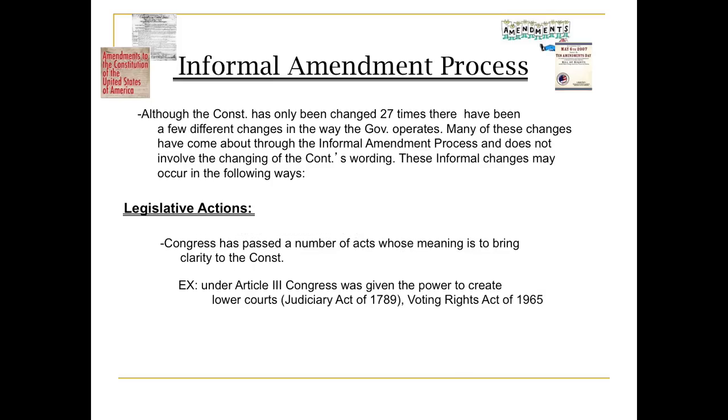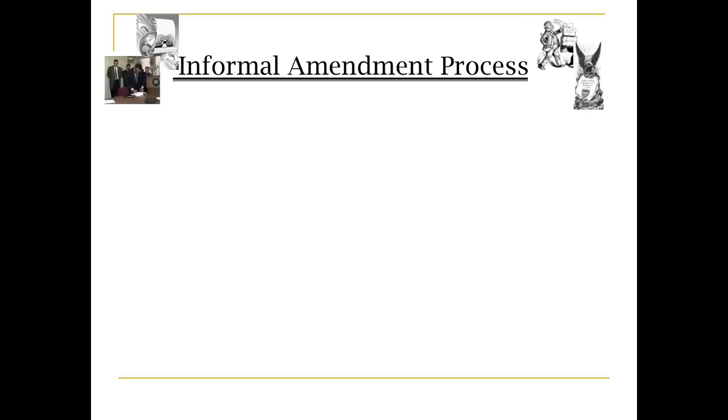Also, the Judiciary Act, which created the lower courts, wasn't written in anywhere, but we now have a district court system that came in by congressional law. And same thing with the Voting Rights Act of 1965. That outlawed literacy tests, which was nowhere in the Constitution, but it does now prohibit any kind of literacy test to vote.